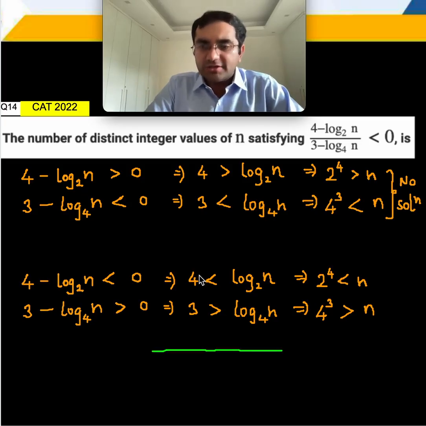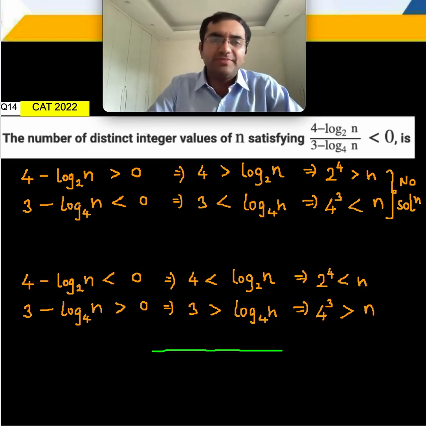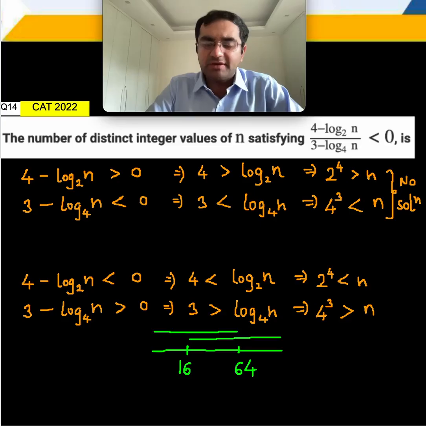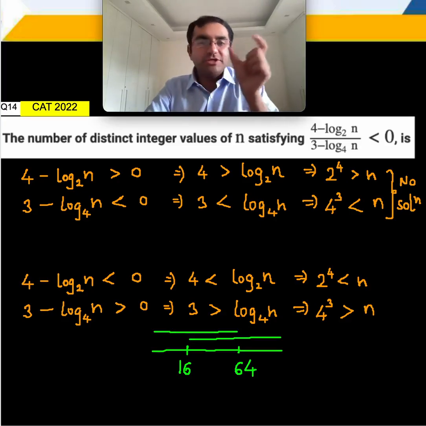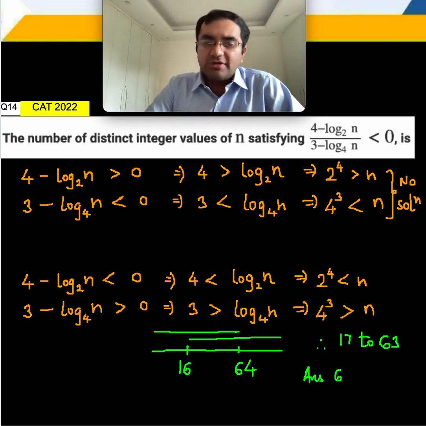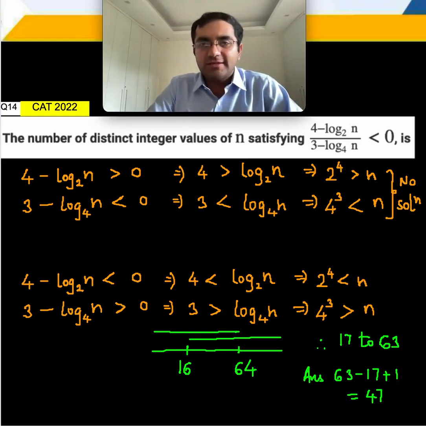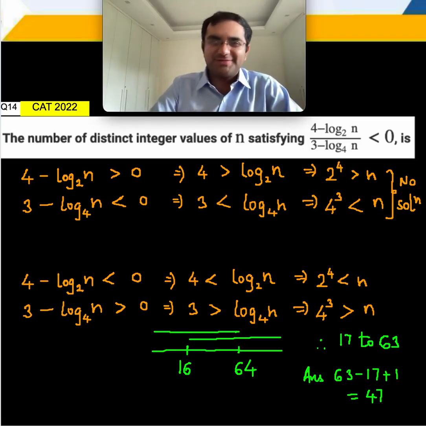So now we plot this. n should be greater than 16 but less than 64. 16 से बड़ा, 64 से छोटा. So the common region is between 16 and 64. That means n can take values from 17 to 63. Count the values. 63 minus 17 plus 1. The answer is 47 for question number 14. And that was a nice question.